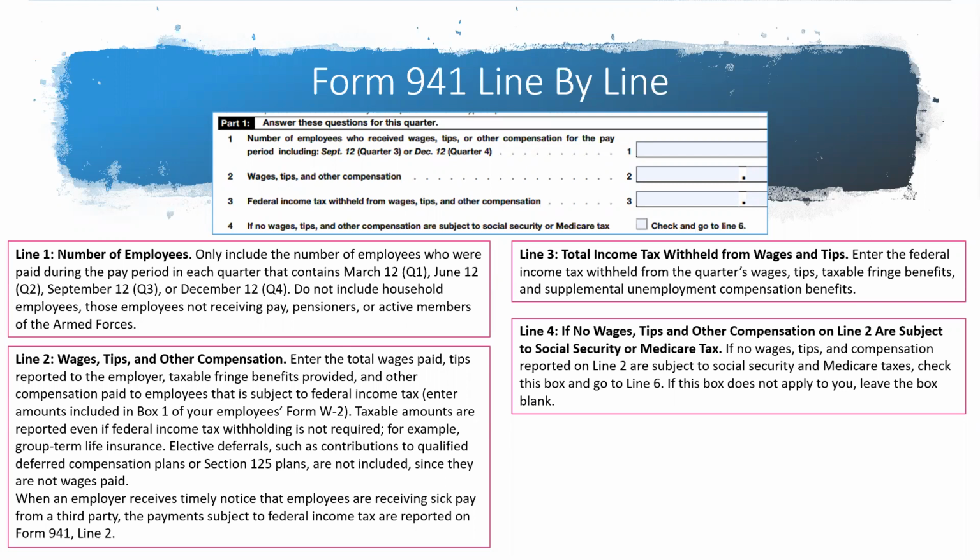Line 3 is going to be the total income tax withheld. So this is the tax amount that's withheld from your employee's wages. And then line 4, if you had no wages that were subject to Social Security or Medicare, you would check that box and then you'd move on to line 6. Very unusual, but I suppose it could happen.